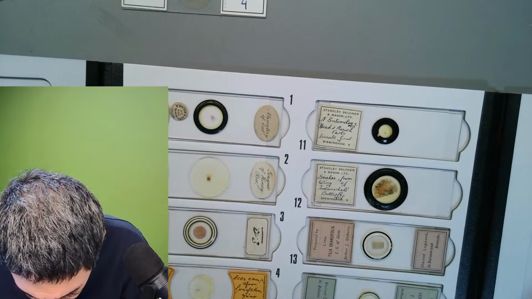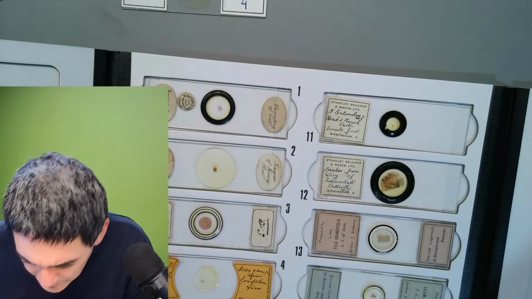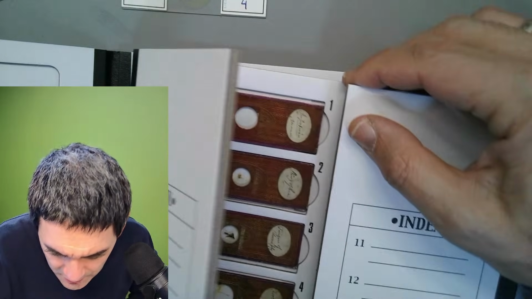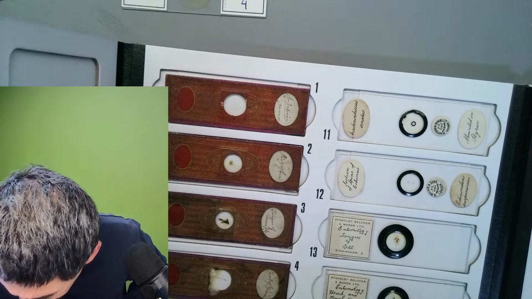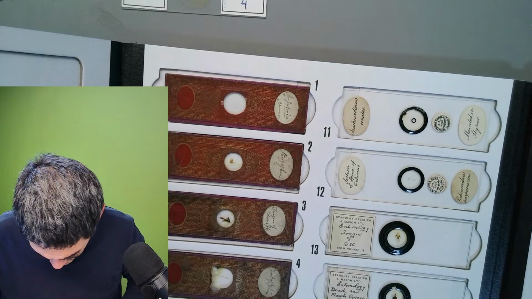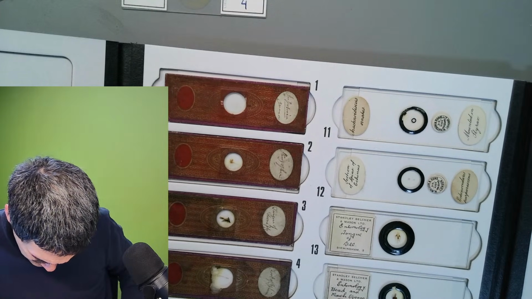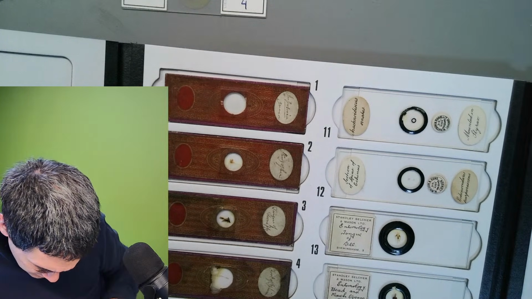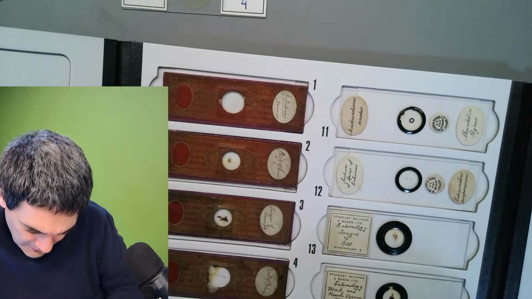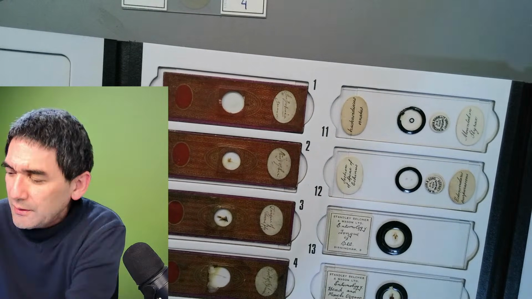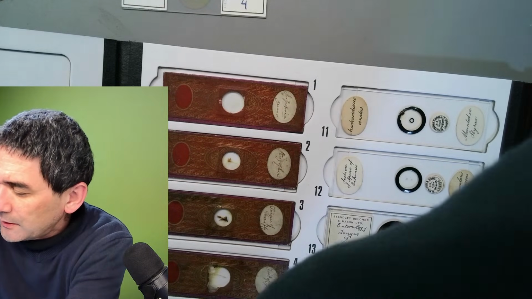Let me see. I've got some vision problems already because I need to get my glasses on here. Where is this? Oh, it doesn't matter. Yeah, let's have a look at this one over here. It's a little difficult to read. Check here.